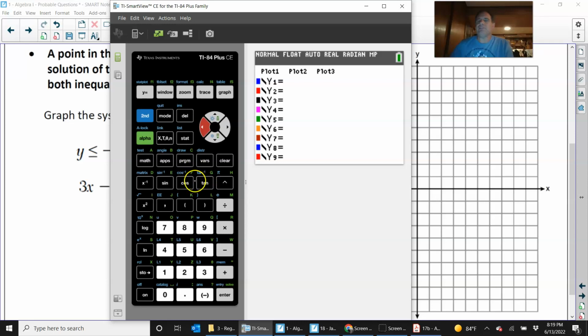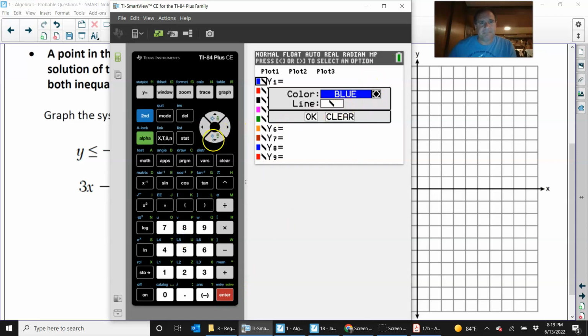All right? You can't change it to an or equal to, but you could change it to a less than. If I press enter, this will come up. If you press enter, and then you go down to line and you press to the right once, that is greater than.